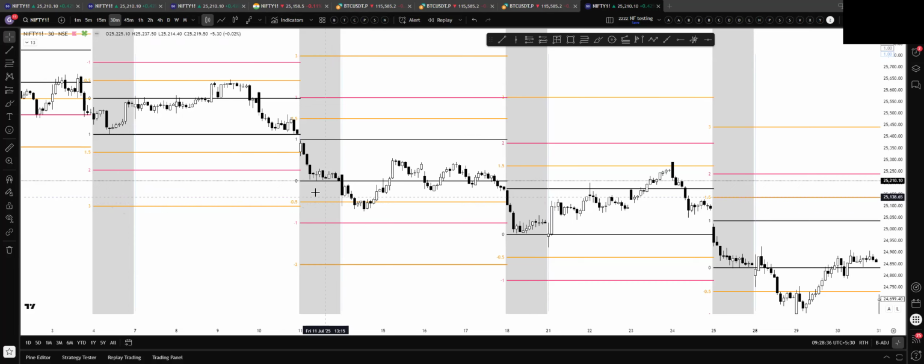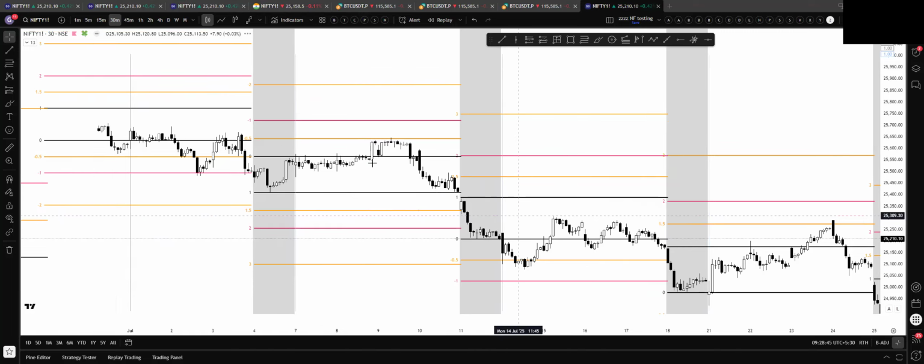So rejection around this, I will look for longs. You might have longed over here and got stopped out, then a second, then another stop loss. Then this might have given you like 200 points or something. Again, rejection around here, I short it. And target setting is dependent.